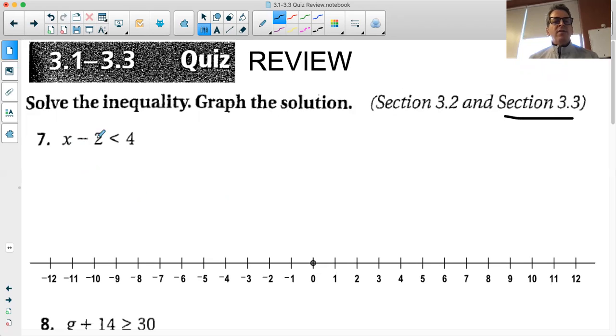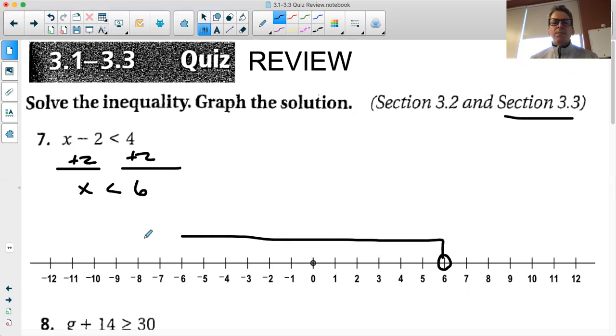So we're undoing the subtraction of 2 by adding 2. And when we add 2, we have x is less than 6. So if we're going to graph this, we're going to go over to the 6, have a circle, not a solid dot, because we're not including the 6. We're going to graph everything less than. And that'd be number 7.